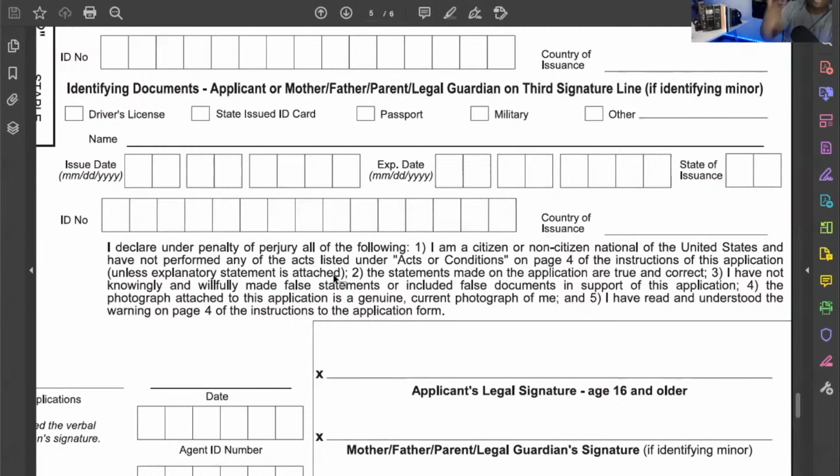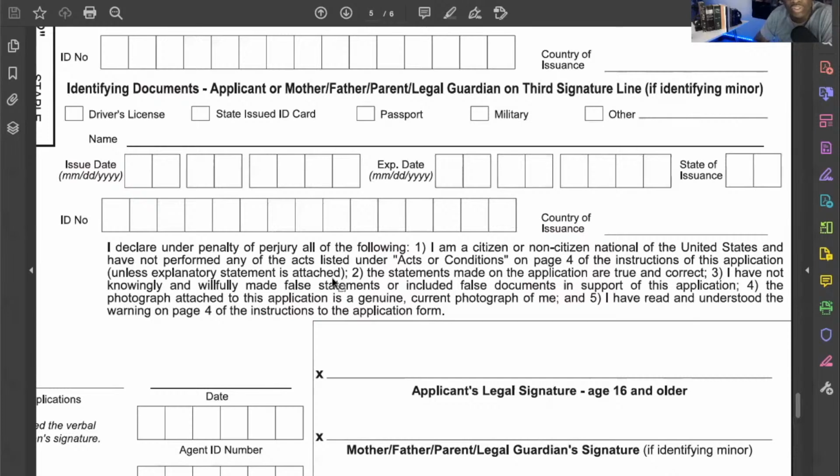So basically it's saying the same thing as the other one. It says include explanatory statements stating who you are. It says you are this unless you do this. I declare under penalty of perjury all the following: I am a citizen or non-citizen national of the United States, unless explanatory statements are attached. Bam. So put your explanatory statements, whatever that might be, and there you go.